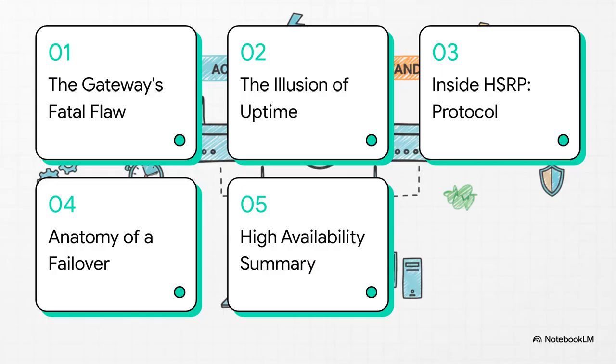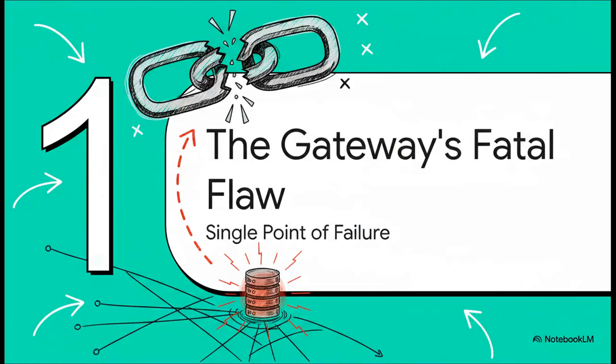So, here's our game plan. We're going to start by finding the weak link, what I call the gateway's fatal flaw. Then, we'll dive into the clever trick protocols used to create this illusion of perfect uptime. After that, we'll get into the nitty-gritty of how HSRP actually works, watch what happens during a real failover, and then we'll wrap it all up with the key things you need to know for building these kinds of high-availability networks. All right, let's dive right in.